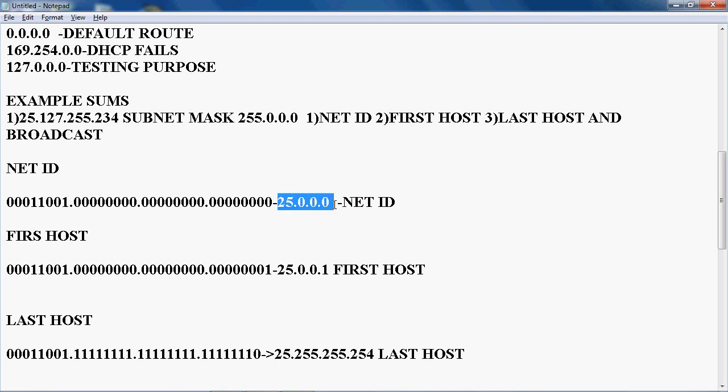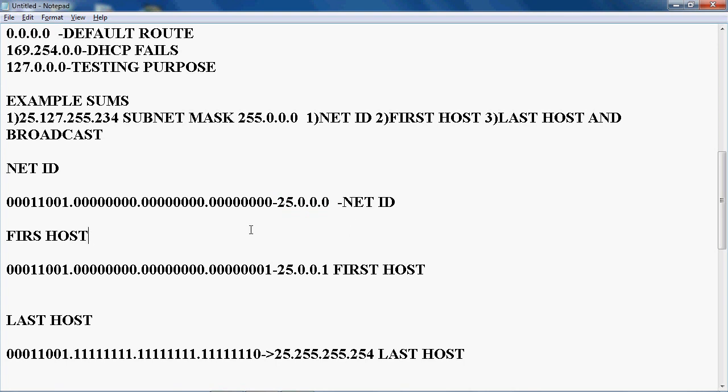Using this net ID, I will configure the routing protocol. In that routing protocol I will use the net ID to route my entire office network to another network. At that time I can use this net ID.